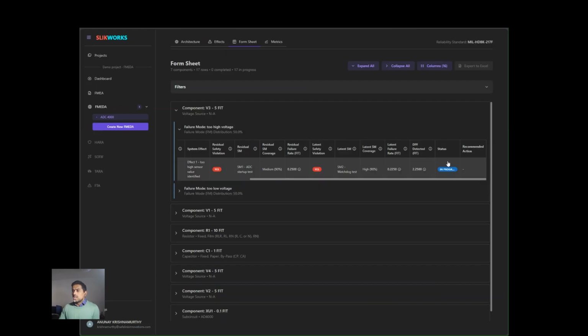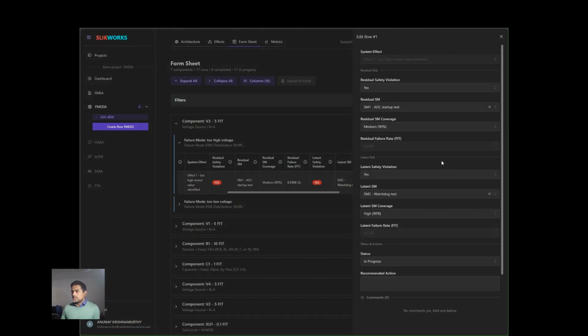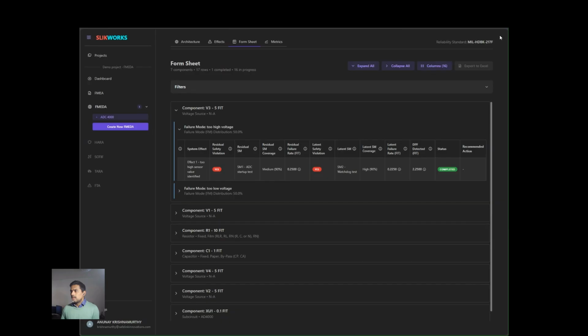So once we have all this, we can check what the status is. We can put it in review and ask somebody for a review. And once completed, we can set this to complete. Similarly, we can do this for all the components and all the failure modes.